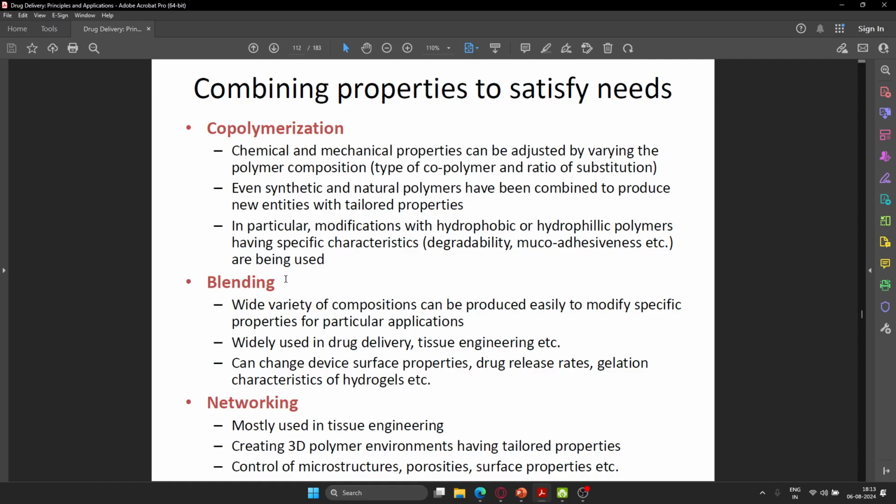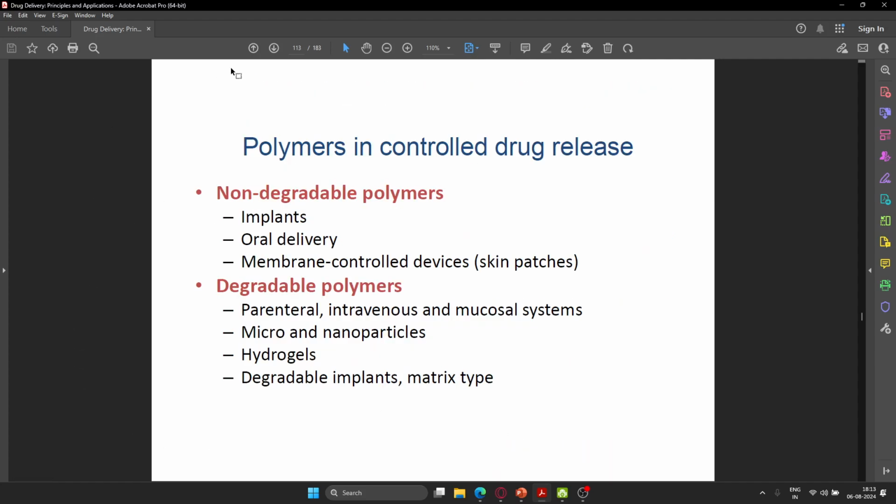Okay. Yeah. So polymers in controlled drug release you would have gone over. So non-degradable polymers, degradable polymers, where you'll use them, examples, so on and so forth.